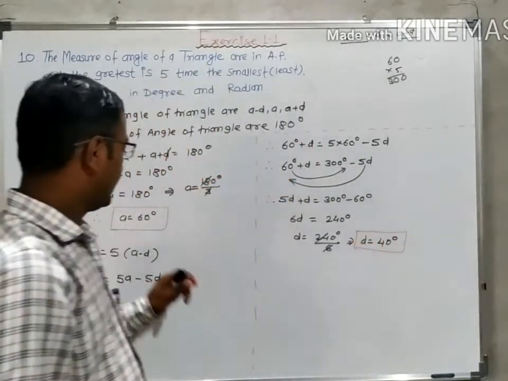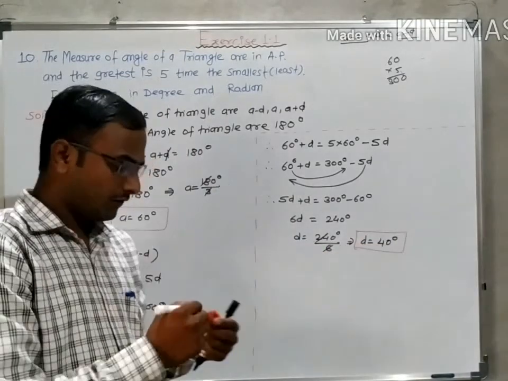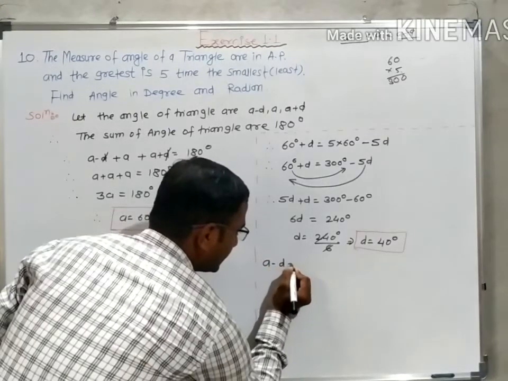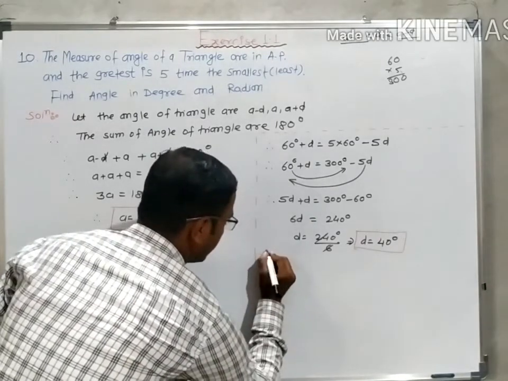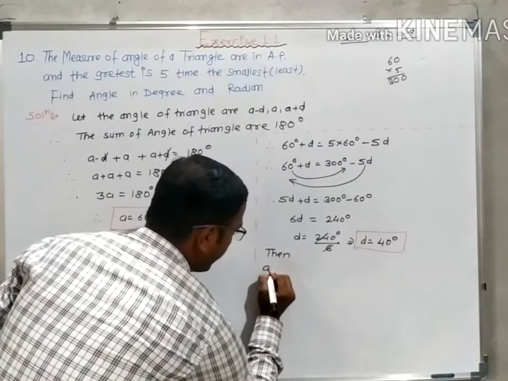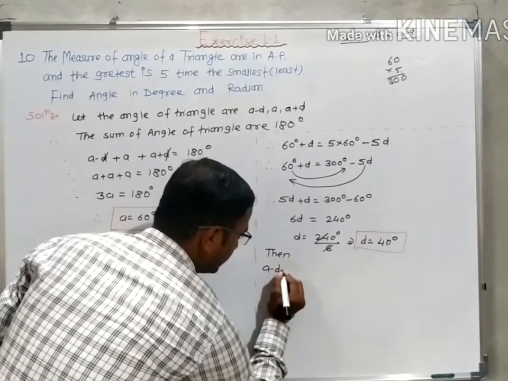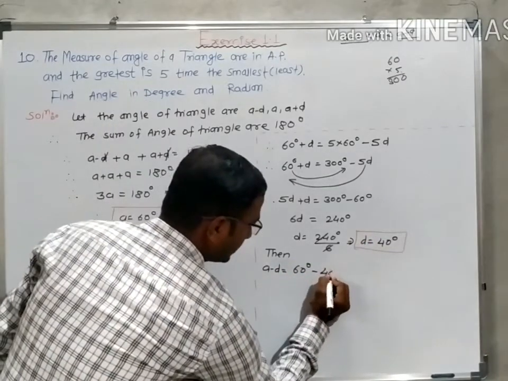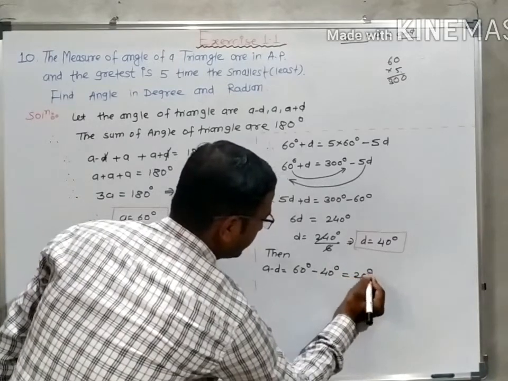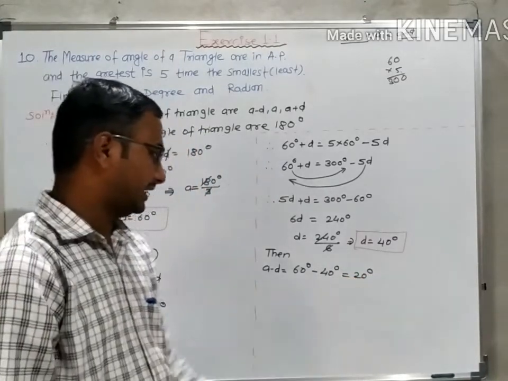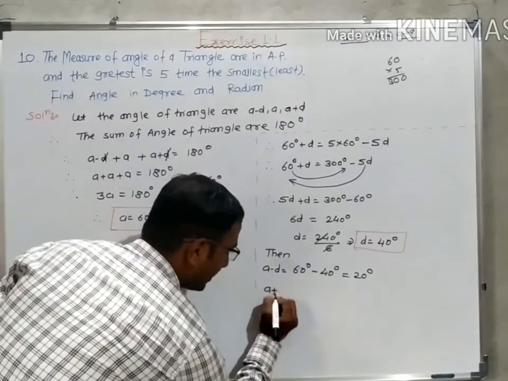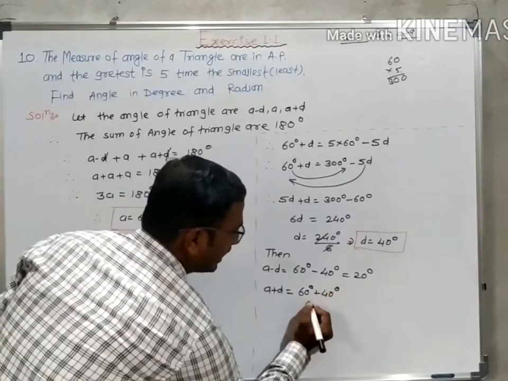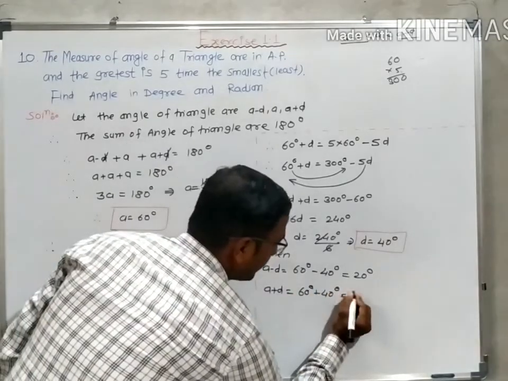Now the first angle a is equal to 60 degree, d is equal to 40 degree. Then a minus d is 60 degree minus 40 degree, so a minus d is 20 degree. Next angle is a plus d, so 60 degree plus 40 degree, that is 100 degree.